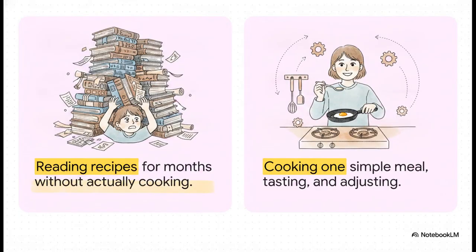Think about a scenario we can all relate to, like learning to cook. Imagine two people. The first person spends months painstakingly reading through, say, 100 different recipes. The second person just picks one simple meal, cooks it, tastes it, figures out what went wrong, adjusts, and then cooks it again. Six months down the line, who actually understands cooking better? It's definitely going to be that second person.